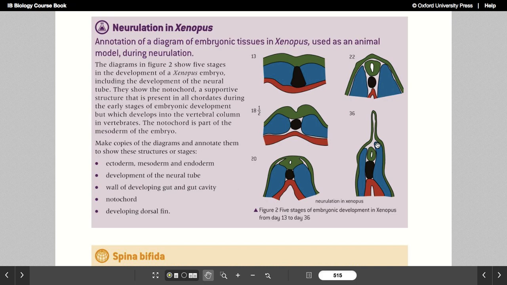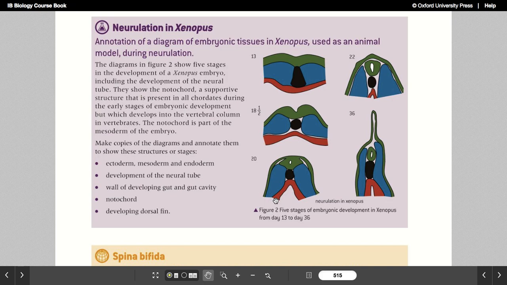The other thing that we want to point out is the developing gut and gut cavity. When you are developing as an embryo, there's kind of two tubes that you have to develop: the neural tube, which is going to form your spinal cord and your brain, and your digestive tube, which goes from your mouth to your anus. And that's going to be developing in the mesoderm. So the mesoderm, which is the red one, that's also going to elongate, and it's going to form the gut cavity.